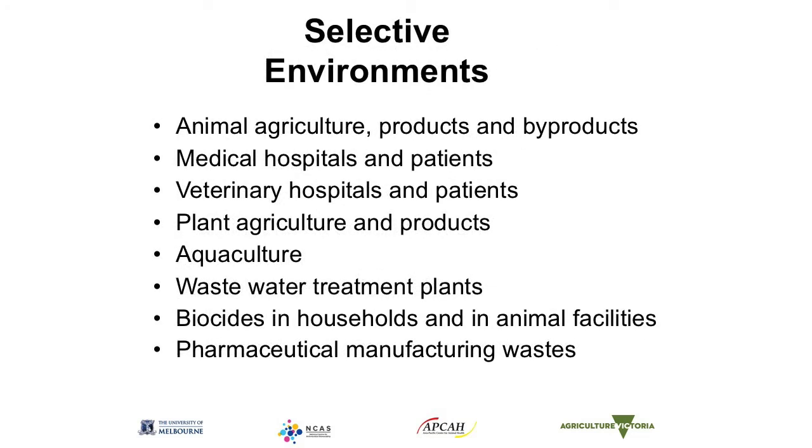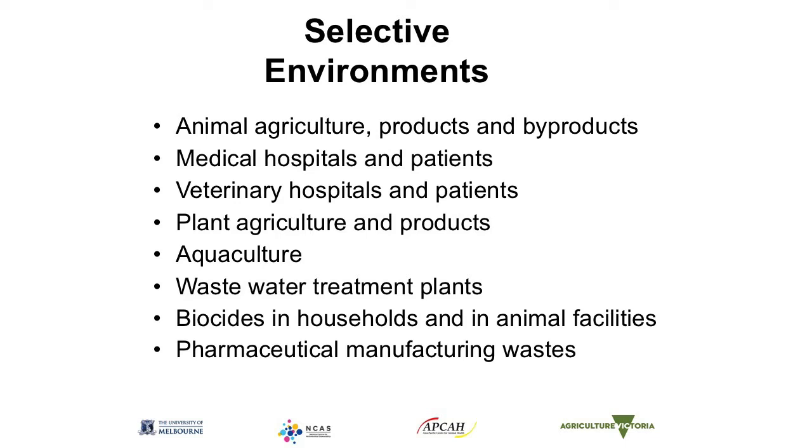So where are the selective environments that we might be concerned about? Antimicrobials are used in animal agriculture and are sometimes present in both products and byproducts of animal agriculture. There is considerable use of antimicrobials in medical hospitals, and they are present in their patients, so these are also a selective environment. Selective environments can include veterinary hospitals and their patients. They can include plant agriculture and products of plant agriculture.